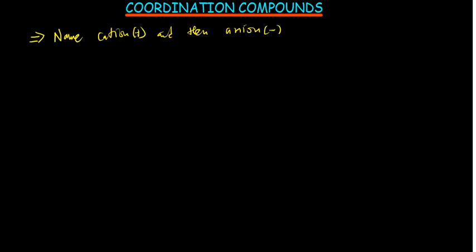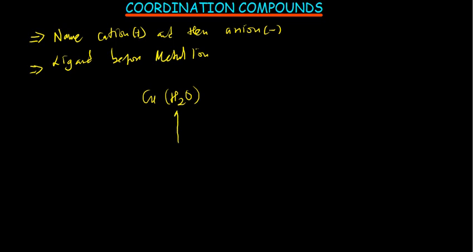Now, since we know that in a coordination compound we have a ligand together with some metal ion, because of this, we first name the ligand. So the ligand is named before the metal ion. For example, here we have water. This is a ligand. Let's say it has reacted with some metal such as copper. So we're going to first name this ligand before you can name the metal.